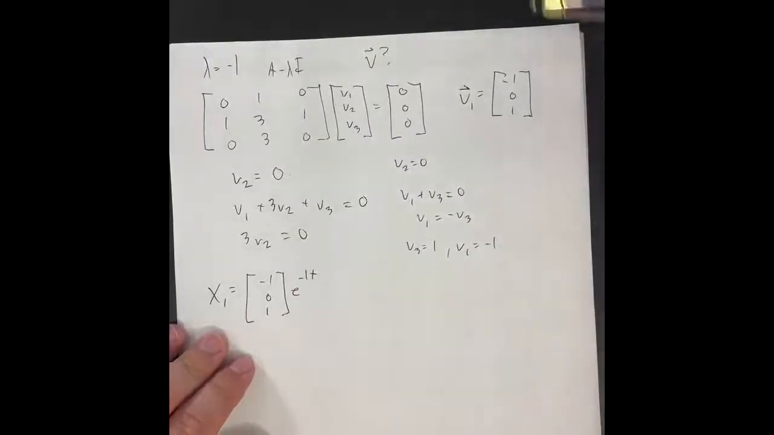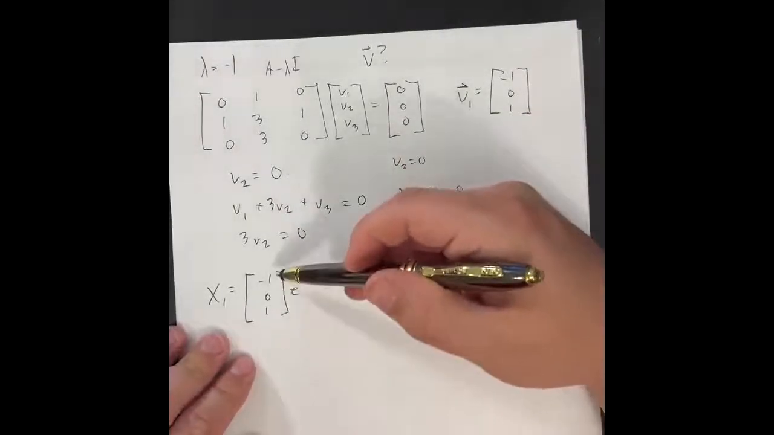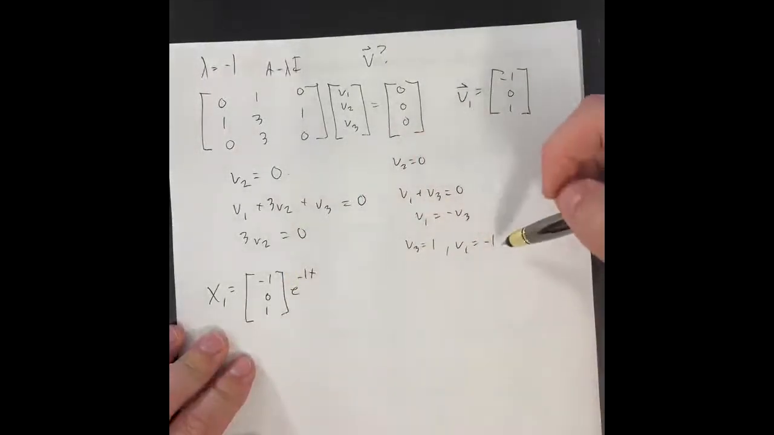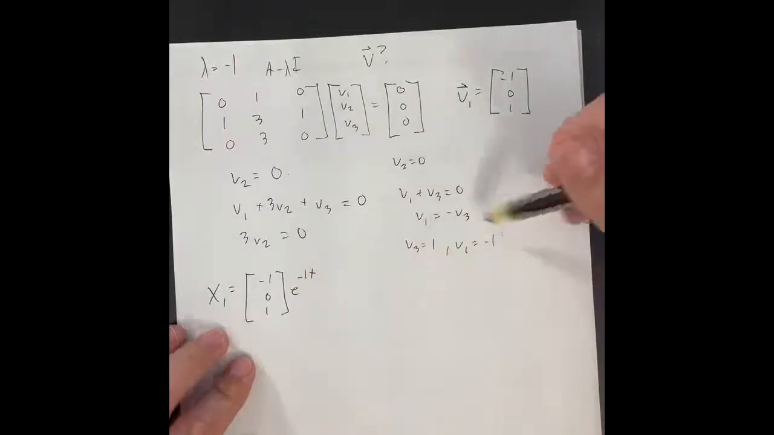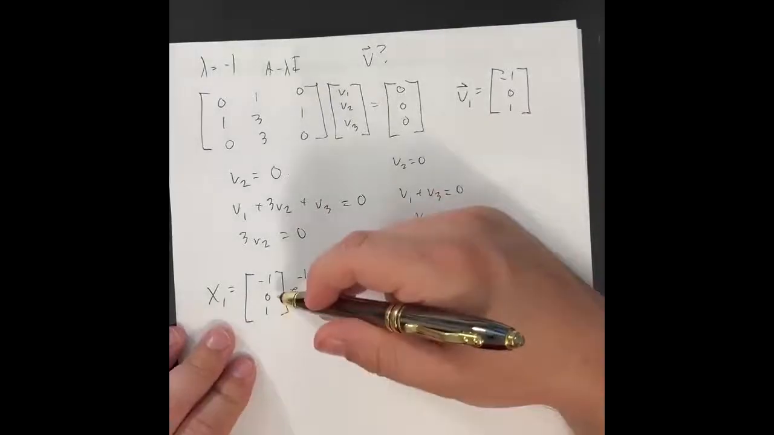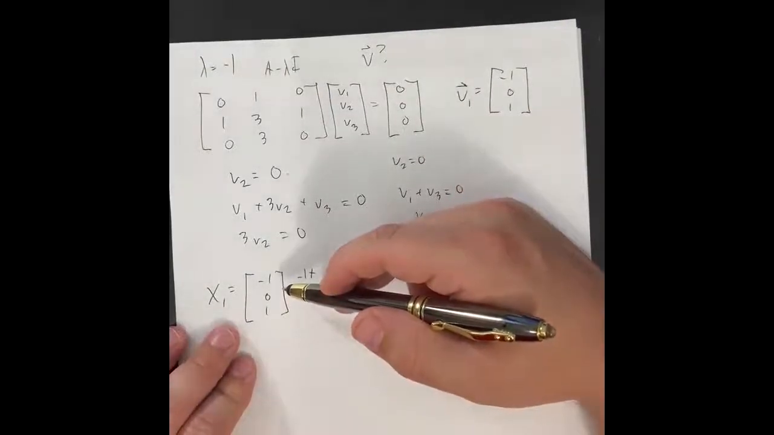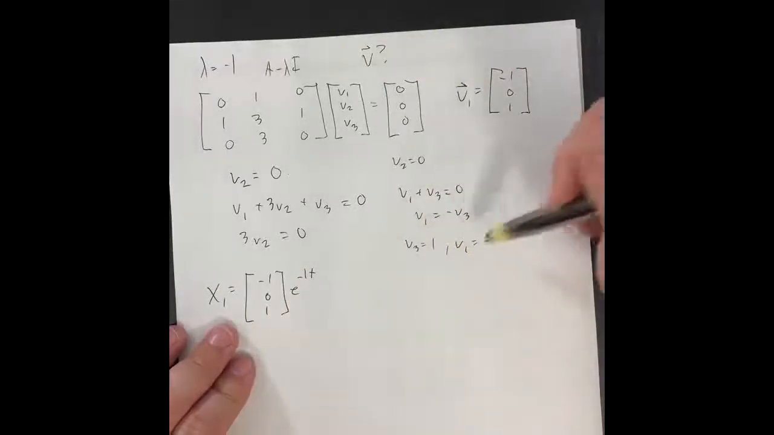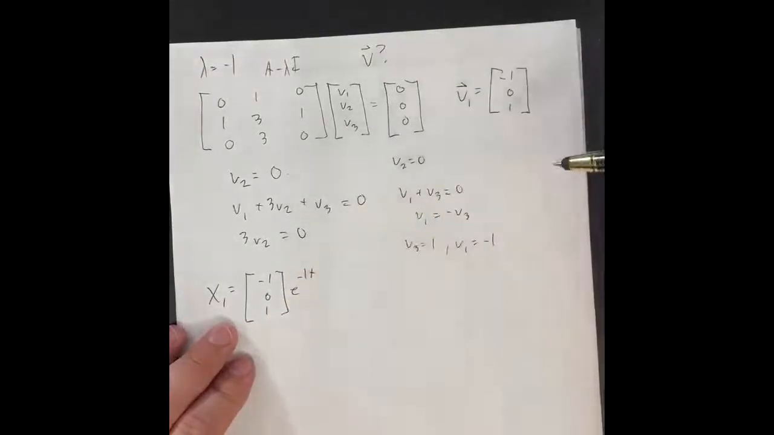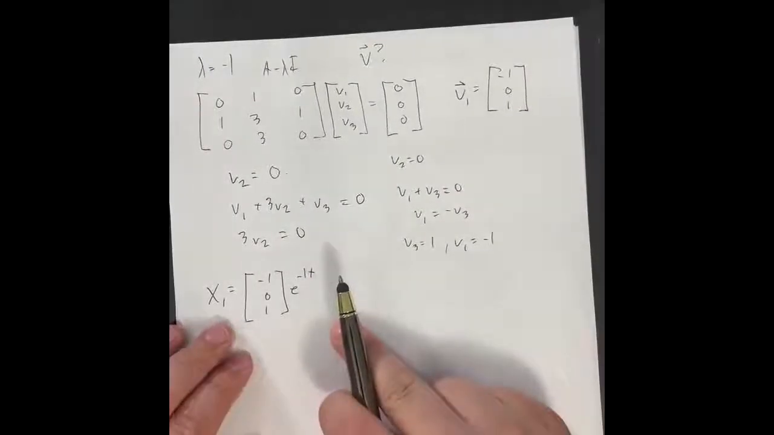All right, if we had made a different choice, you would get a different eigenvector, but it would still look like this. It would look like a multiple of this. Say I had picked 2 for v3, then I would have had negative 2. As long as I don't pick 0 and get all zeros, this is a valid eigenvector. So we just want to avoid having all zeros. So that shows us an eigenvector and it gives us our solution.